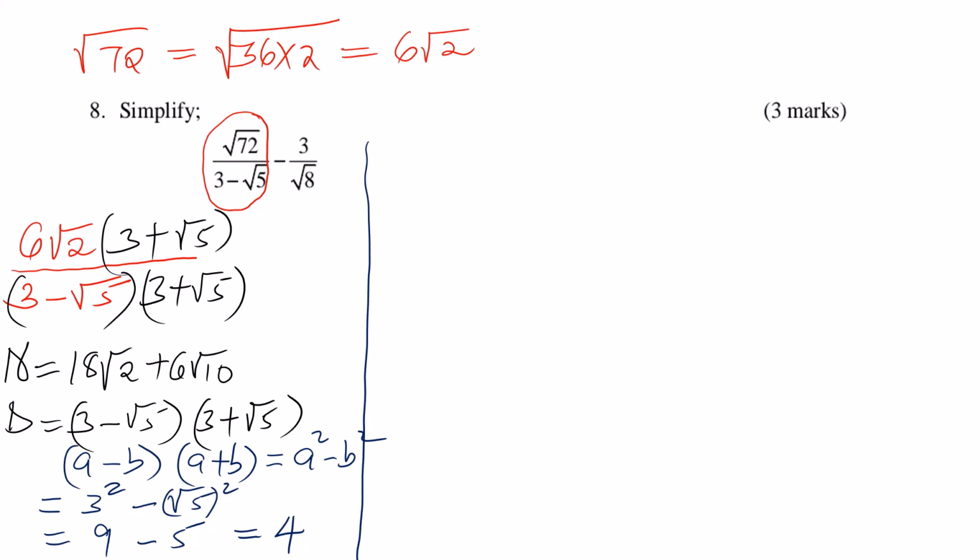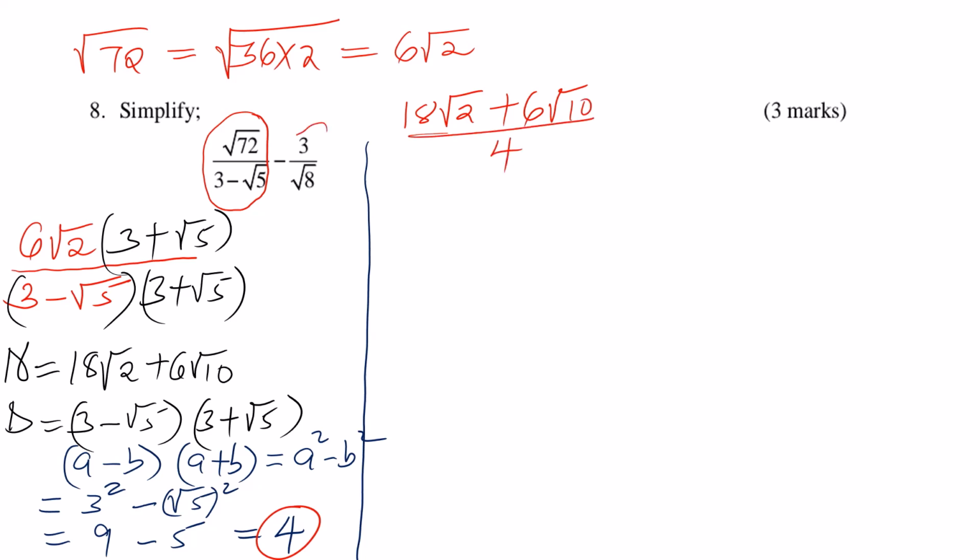So you have 4 there. So we can now write the numerator and the denominator for that part. We shall have it simplified to 18 root of 2 plus 6 root of 10 divided by 4.